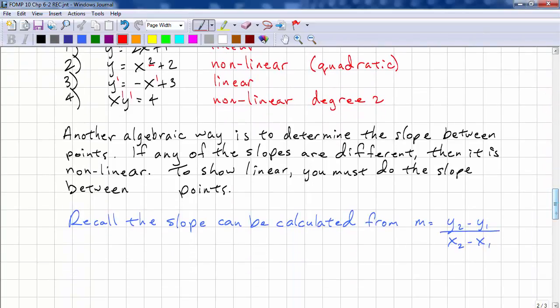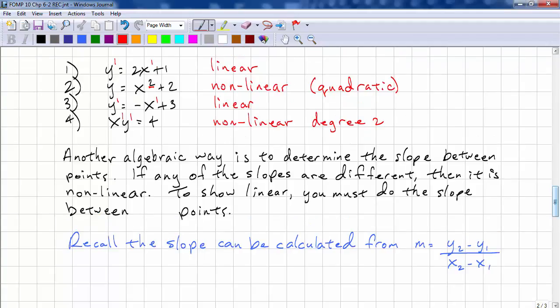Another algebraic way is to determine the slope between the points. If any of the slopes are different, then it is considered nonlinear. Now, to show that something is linear, you have to do the slope between all the points. So it's much easier to show something is nonlinear than it is to show that something is linear. And recall, we can calculate the slope from y2 minus y1 over x2 minus x1.